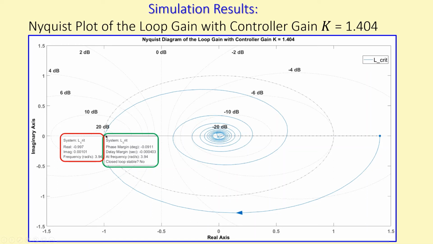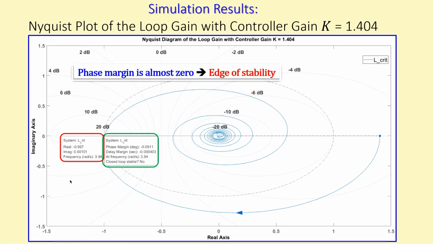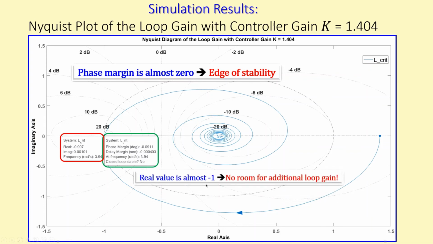For another label, I have also placed the cursor such that the imaginary value is almost 0. I see the real value is almost -1. Again, the same frequency is shown here. So phase margin almost 0 means edge of stability, and we have a real value of almost -1. That means there is no room for additional loop gain in this case, with a controller gain of K equal to 1.404, and you can see the closed-loop system is not stable. Okay, that's it for this part.